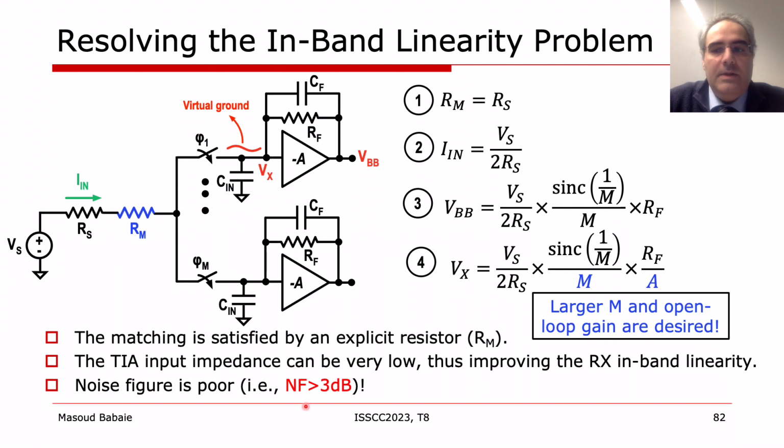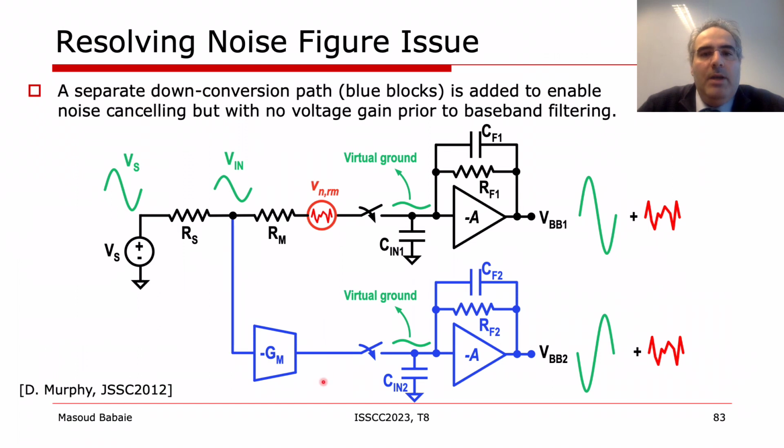However, the noise figure of this receiver is at least 3 dB since we added an explicit 50 ohm resistor at the input of the receiver. To enable Rm noise cancellation, David Murphy in JSSC 2012 added an auxiliary down-conversion path, shown in blue, to the mixer first receiver. For the sake of simplicity, only one of the mixers and baseband amplifiers is shown in each branch. The whole point here is that the desired signal appears differentially at the outputs of the main and auxiliary receivers, but Rm noise appears as a common mode signal and therefore can be cancelled entirely.